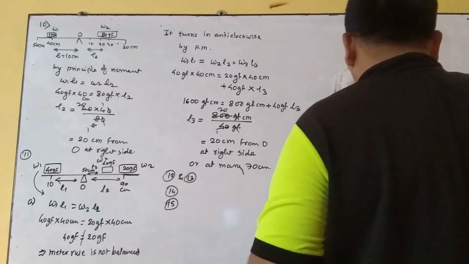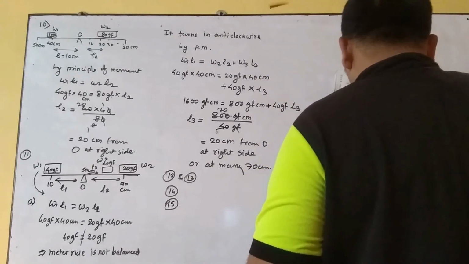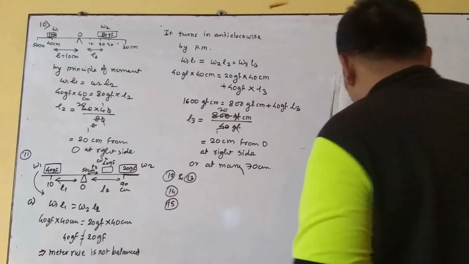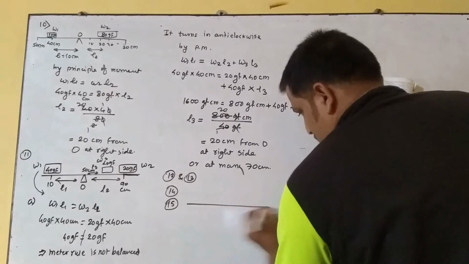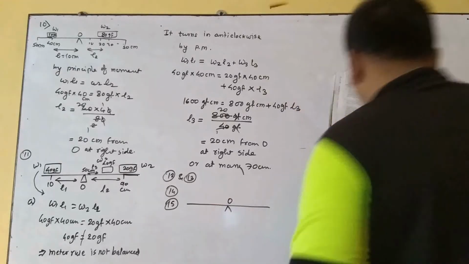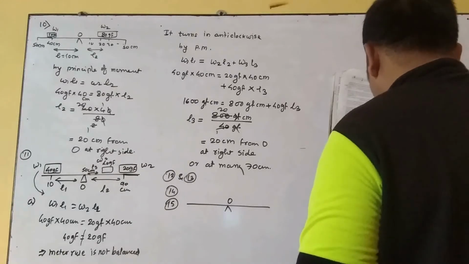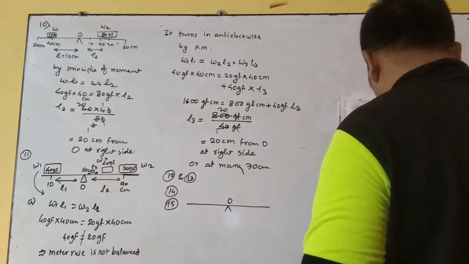15th question is: a uniform meter rule of weight 10 GF is pivoted at a mark O. Here say mark O and it is pivoted. What moment of force depresses the rule?